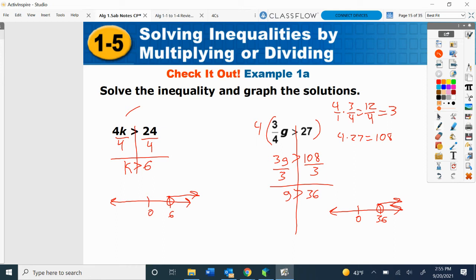And this one here, we multiplied by that 4. So when we do that, 3/4 turned into 3, and 27 turned into 108 when we multiplied that by 4. So then we just got to divide by 3, and we get g is greater than 36. All right, so here we are, open circle on 36, and then an arrow going to the right to show everything. g could be anything bigger than 36.